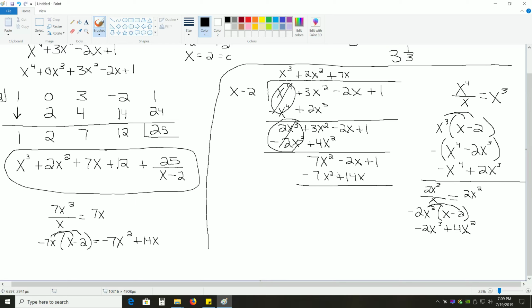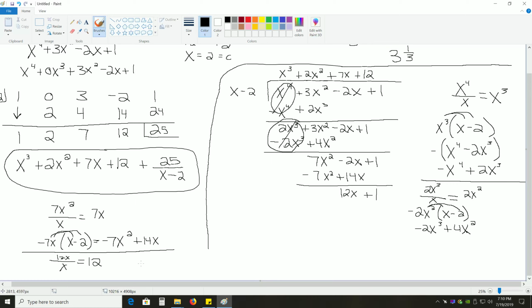And now from here we can combine our like terms again. The 7x squared will cancel with the negative 7x squared. Negative 2x plus 14x gives us 12x plus 1. And finally, we can do this one more time. We have 12x divided by x, which gives us 12. So that goes up top, plus 12.